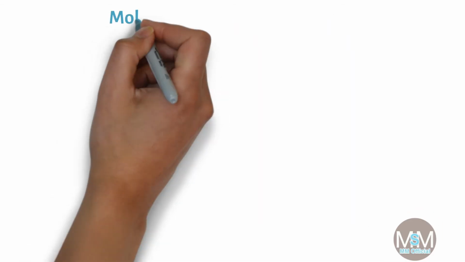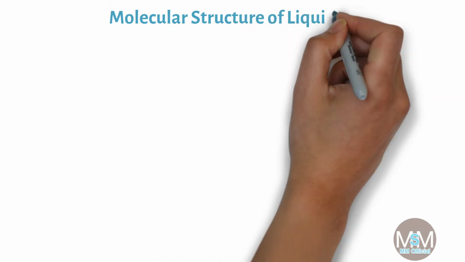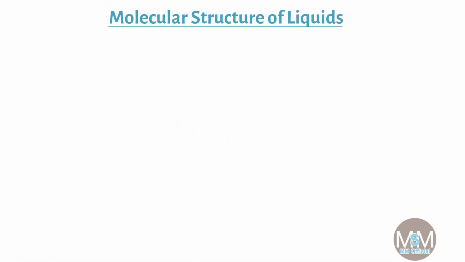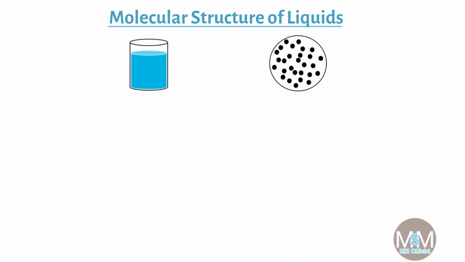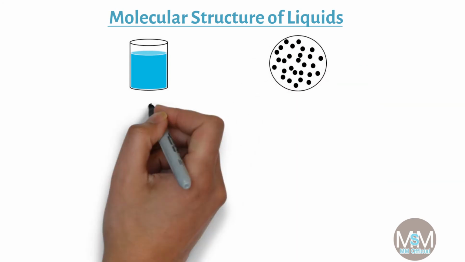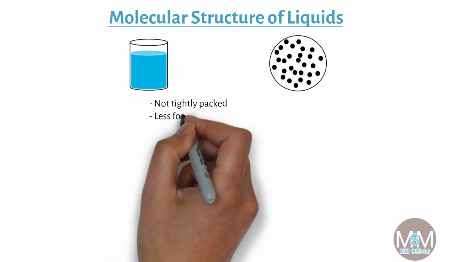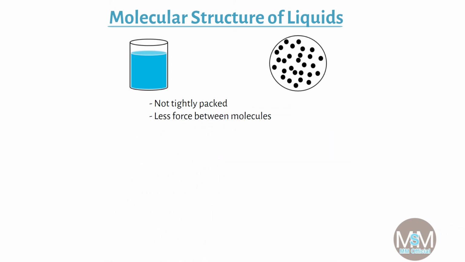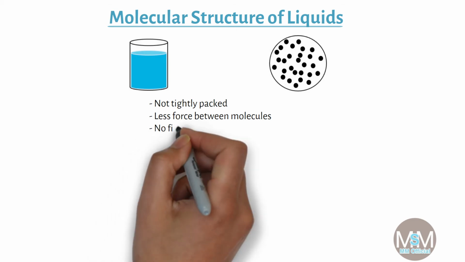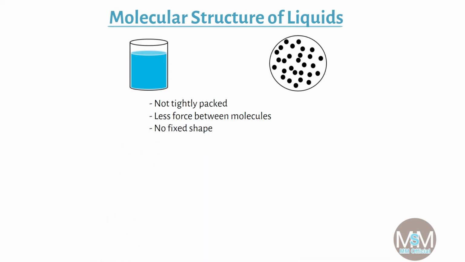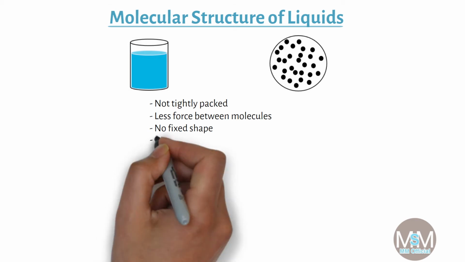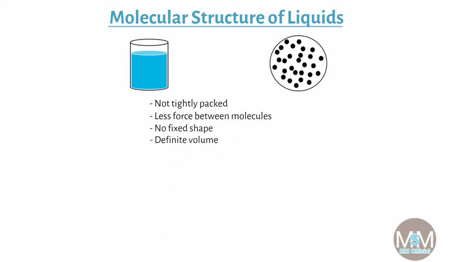Now let's look at the molecular structure of liquids. In liquids, there is enough space between molecules and they can move freely. In other words, the molecules are not tightly packed due to the less force between molecules when compared to solids. Therefore, liquids can flow, and hence liquids do not have a fixed shape. They take the shape of the container into which they are poured, but they have a definite volume.